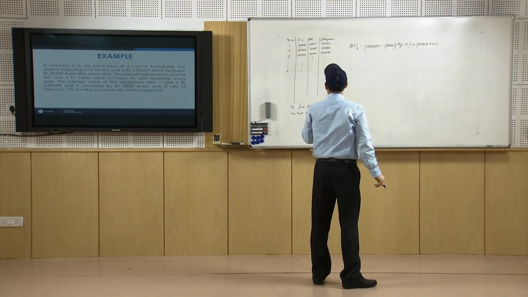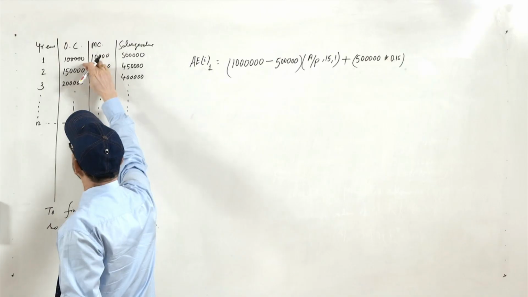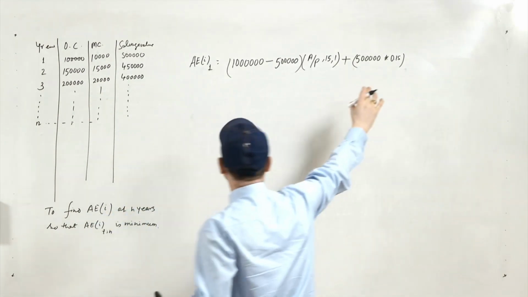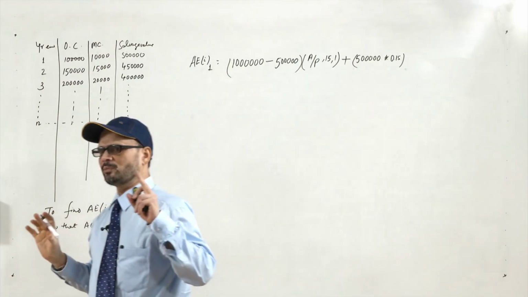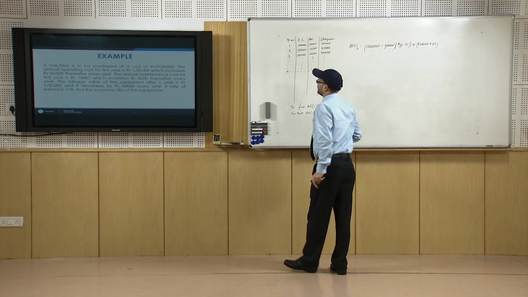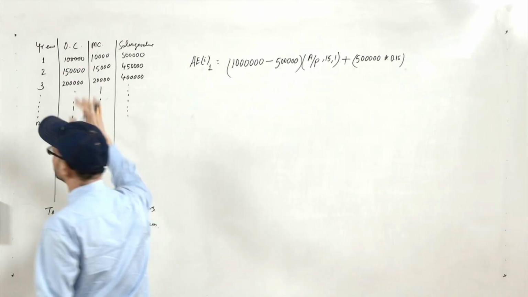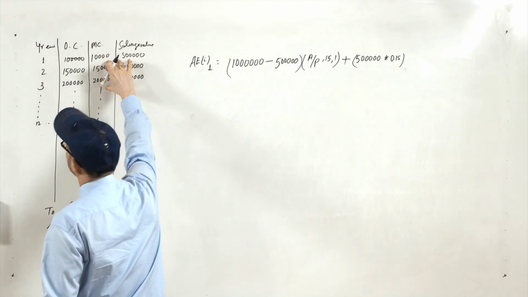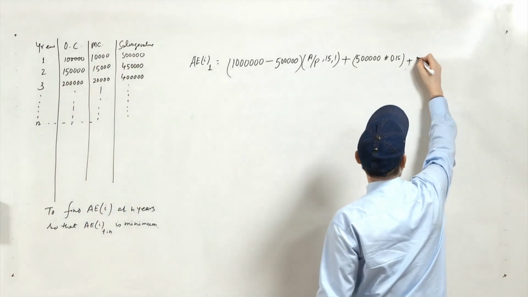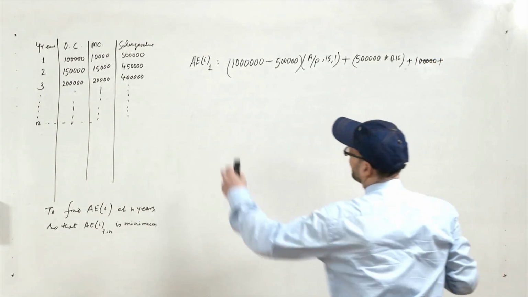Then you have the operating cost. Now, in this series, this is a uniform gradient series, so it is better to write the general term in terms of the gradient series. This is also a uniform gradient series. The gradient is 50,000 in this case and 5,000 in this case. So, we can write 1 lakh plus the gradient, which is 50,000.